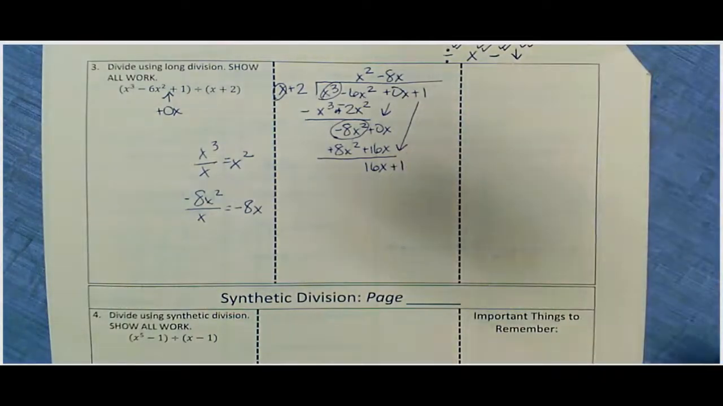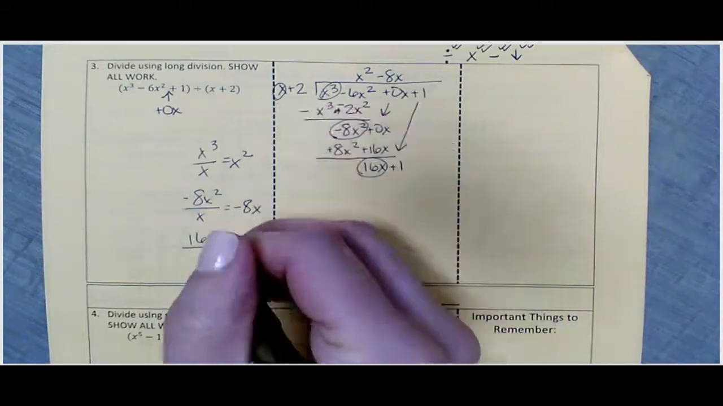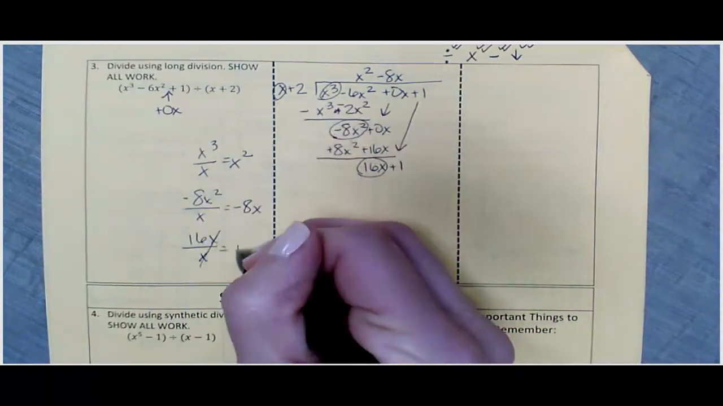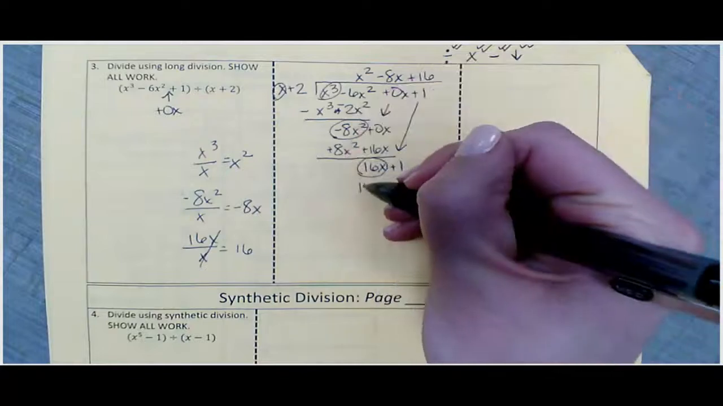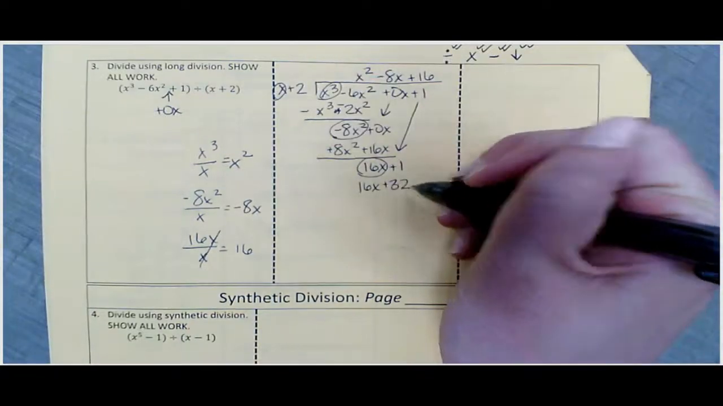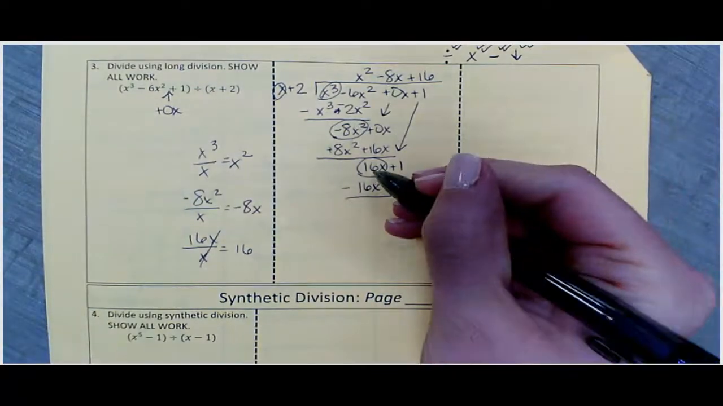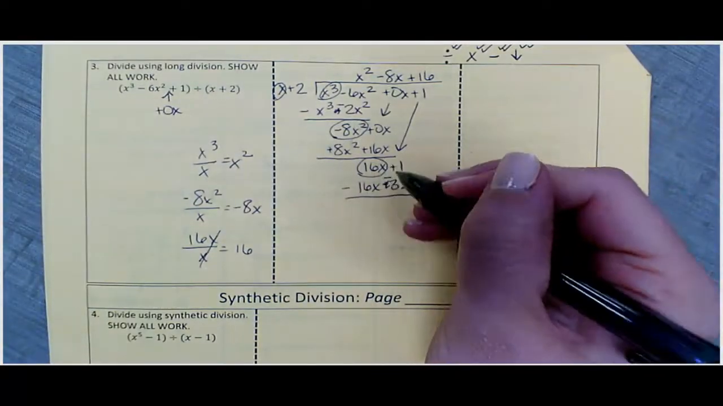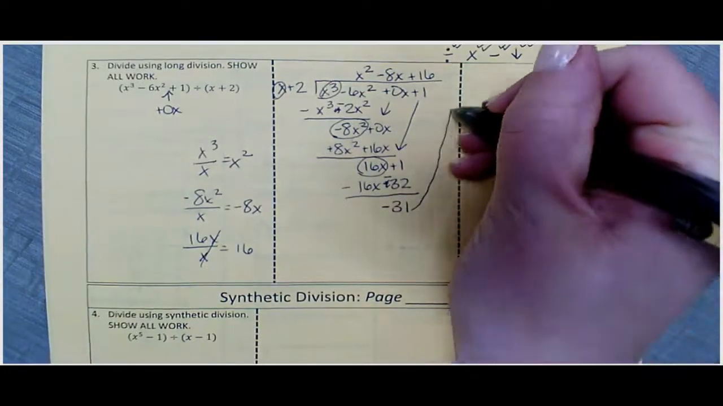And then I start all over again. So 16x divided by x. That's just 16. So a positive 16. 16 times x is 16x. 16 times 2 is plus 32. Draw the line, change both signs. 16x minus 16x cancels. 1 minus 32 is negative 31, which is my remainder.